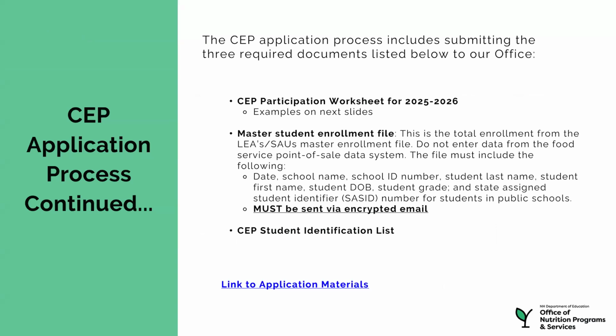The CEP application process includes submitting the 3 required documents to our office. So one being the CEP participation worksheet for 25-26, which I'll show an example of on the next slide. A master enrollment file that includes the total enrollment, and the CEP student identification list. And the LEA must use our office's CEP student identification list to submit the names of identified students for CEP. And again, that will be linked at the end of this presentation.